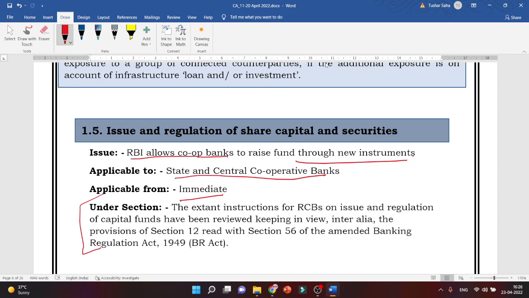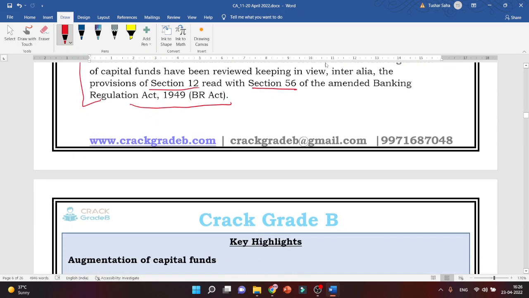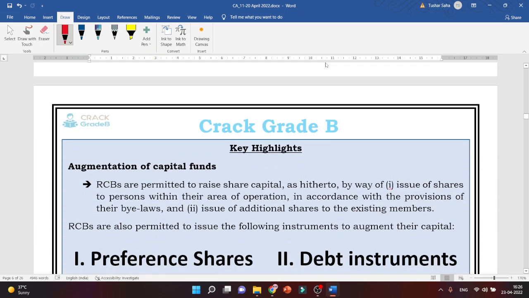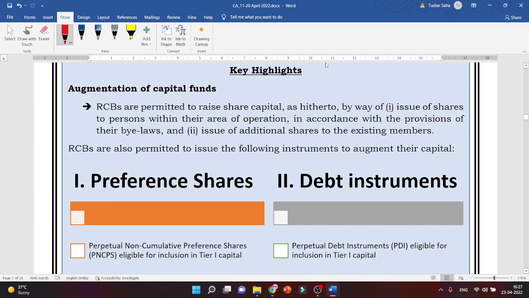So the extent of instructions for RCBs on the issue and regulation of capital funds have been reviewed, keeping in view inter alia the provisions of section 12 read with section 56 of the amended Banking Regulation Act 1949. So it's section 12 with 56. Very important point to note here. Then now, what permission are they given? The cooperative banks are permitted to raise share capital by way of issue of shares to persons within the area of operation in accordance with the provisions of their bylaws.